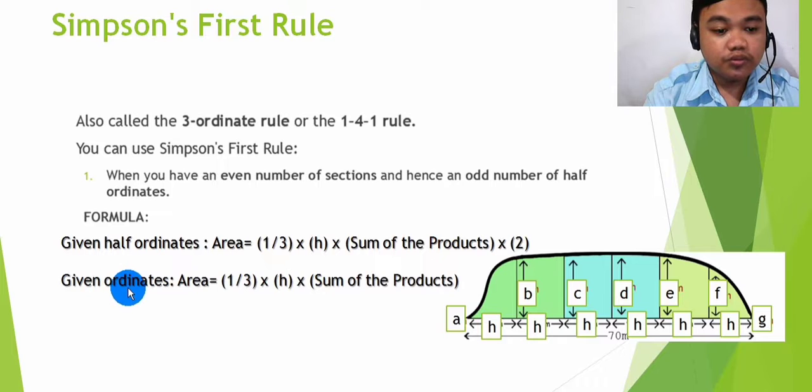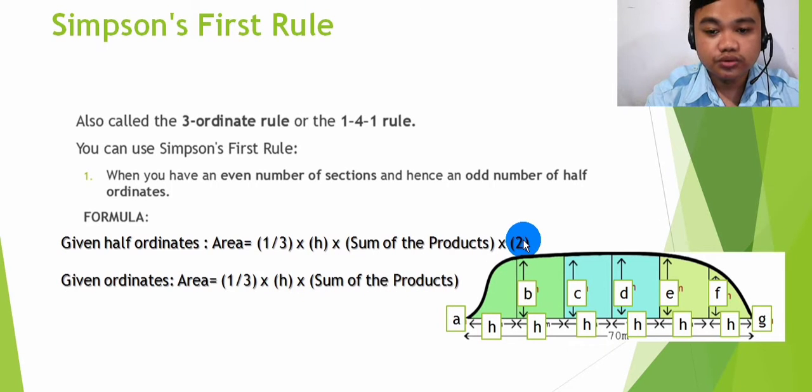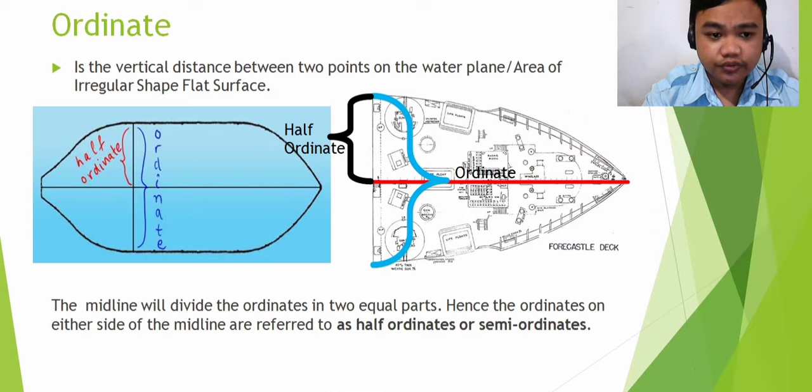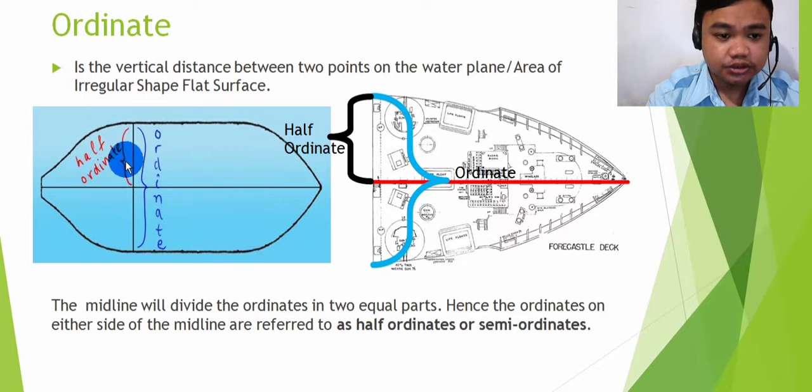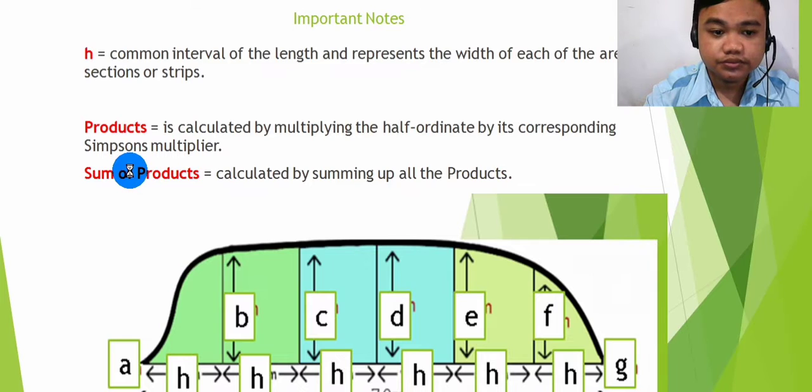So if the given ordinates are already whole ordinates, we have area equals 1/3 times h times the sum of the products only, without the 2, because it is already ordinates. It means that it is no longer half ordinates, it means it is a whole body. It's already a whole body like this one in our first figure. So this is an ordinate, this is a half ordinate, so please remember that.